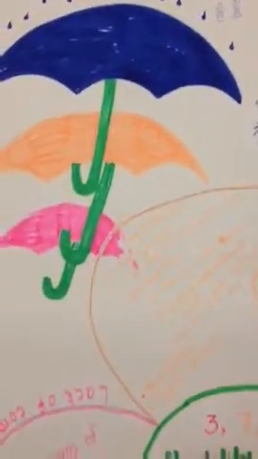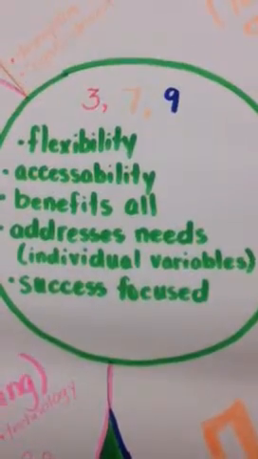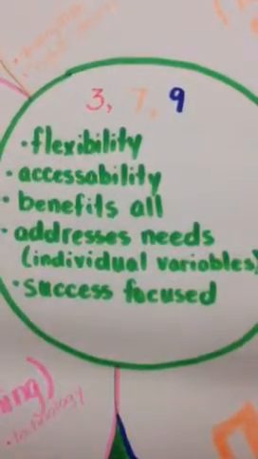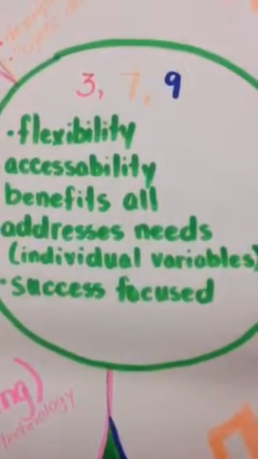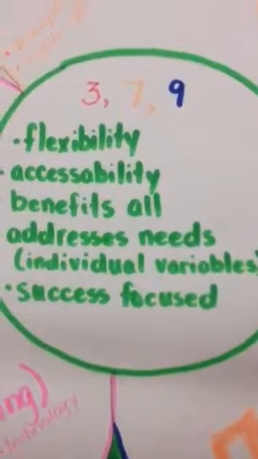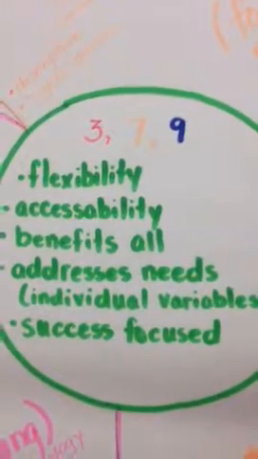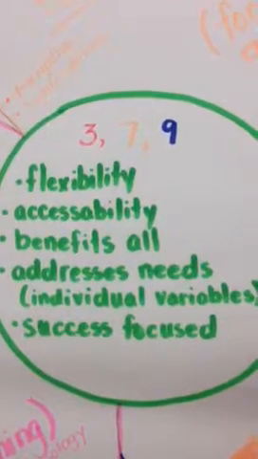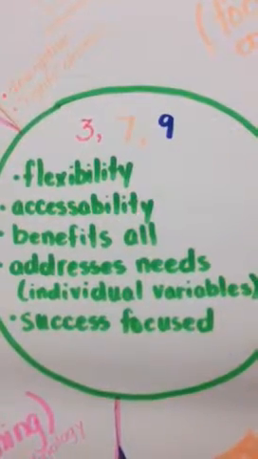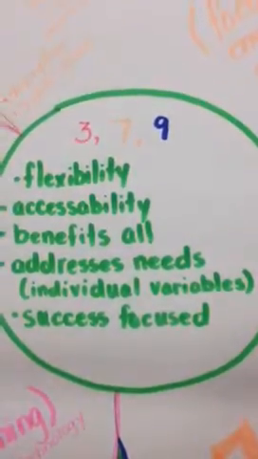The umbrellas, so what we saw, the commonality between the 3 was that all 3 of them had built-in flexibility to respond to student needs. Accessibility was built into all 3 of them. It benefited all learners to use any of the 3 strategies. It addressed individual needs, like through individual variables, and all of them were success focused, so focusing on success in learning.